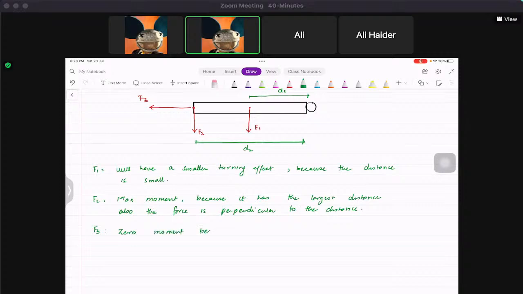Now, F3, however, has zero moment because the force is not perpendicular to the distance. So basically you're pulling the door in the same direction as the distance, so it's not going to turn at all. Is it clear, everybody?